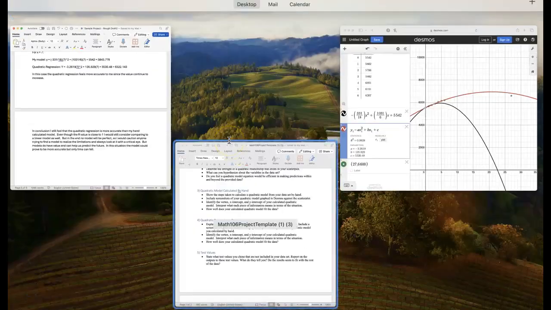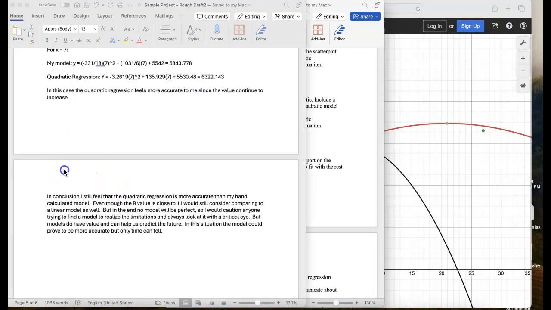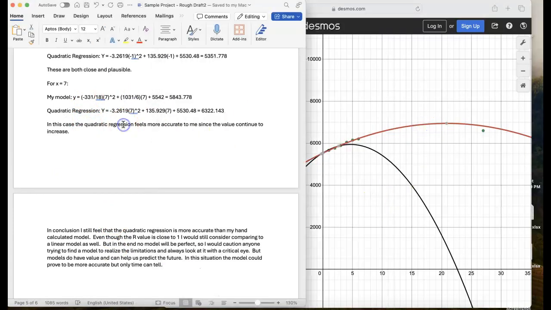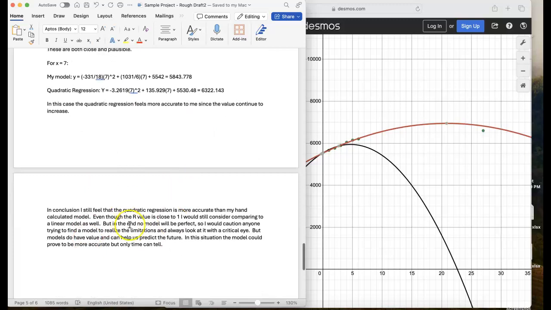And then do a couple test values, plug in the values. Again, you can use Desmos to help you with that. I will admit that I went on here and I clicked it and found the values. Or you can use your calculator. Either way works. And then see which of those answers is most accurate to tell you which model you think is more accurate. And then conclude.